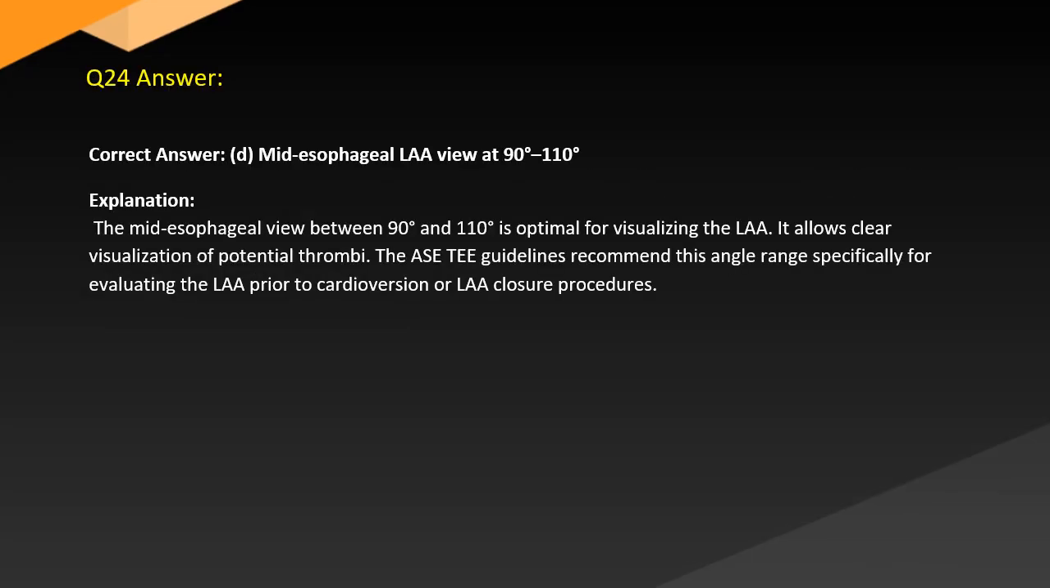Answer. Correct answer. D. Midesophageal view at 90 to 110 degrees. Explanation. The midesophageal view between 90 and 110 degrees is optimal for visualizing the LAA. It allows clear visualization of potential thrombi. The ASE guidelines recommend this angle range specifically for evaluating the LAA prior to cardioversion or LAA closure procedures.